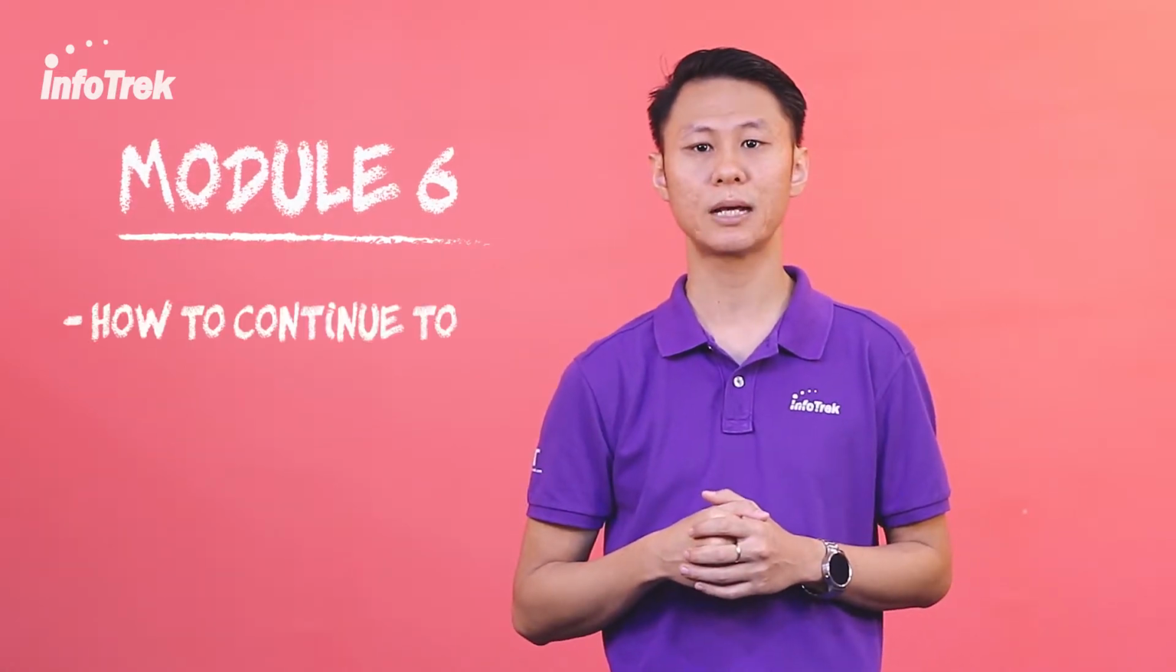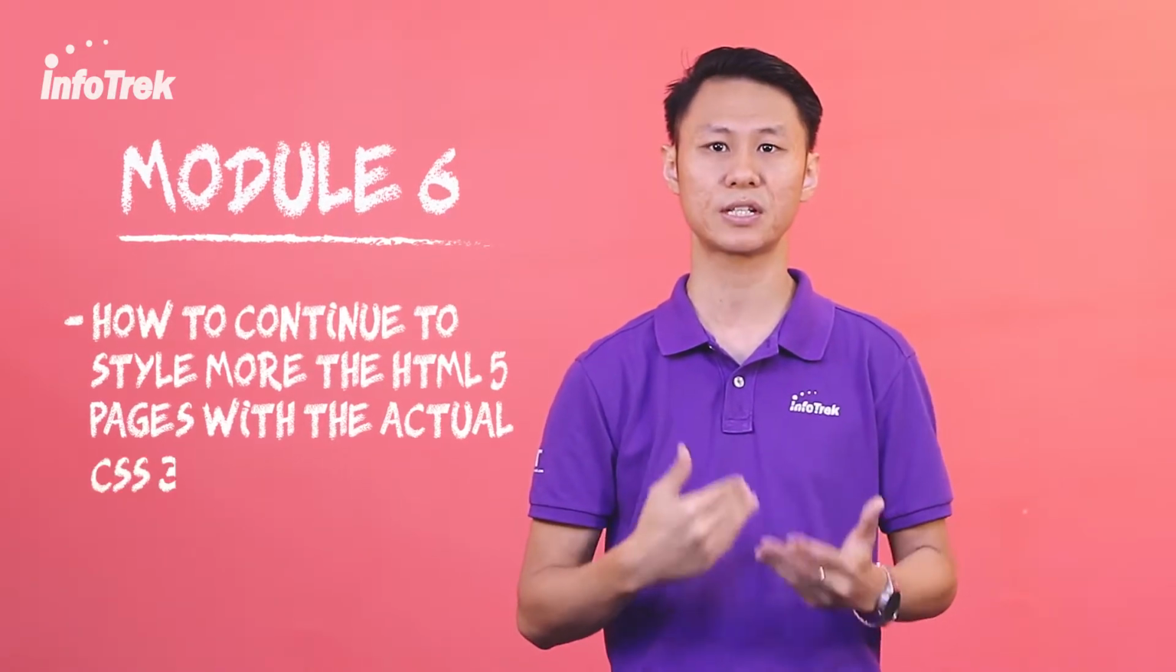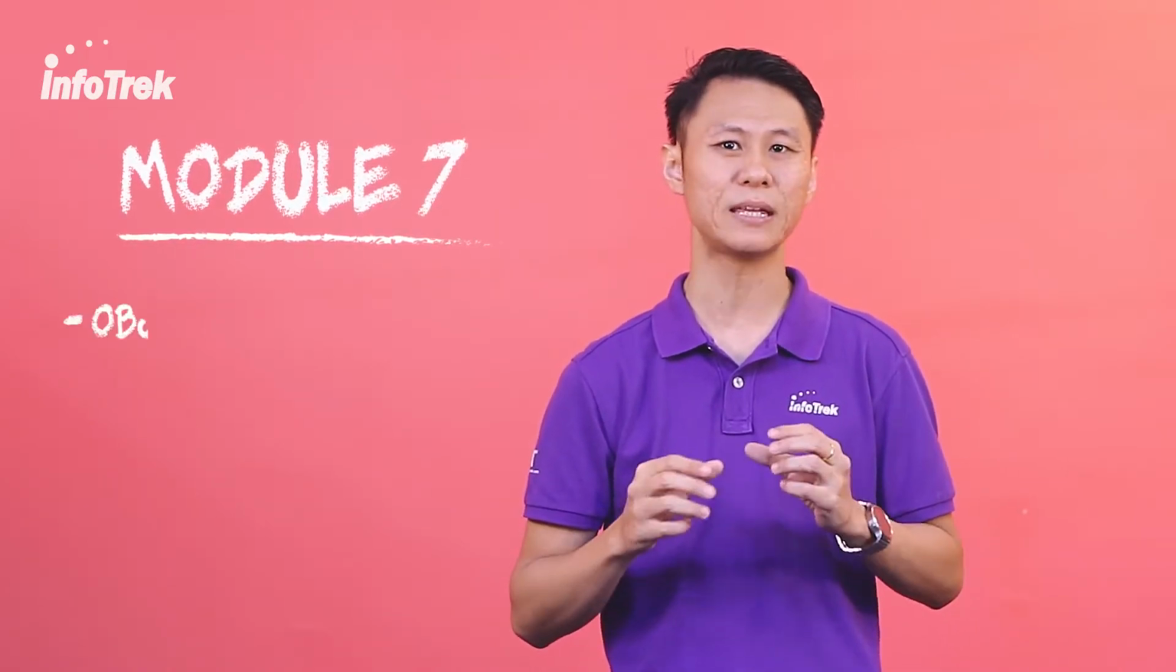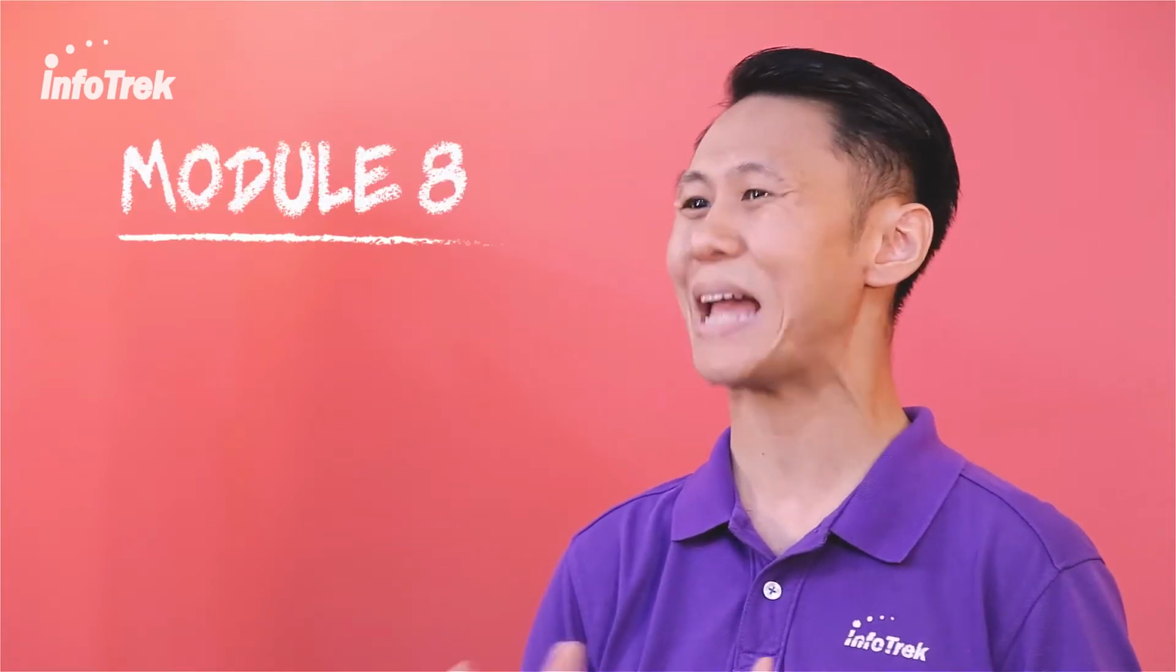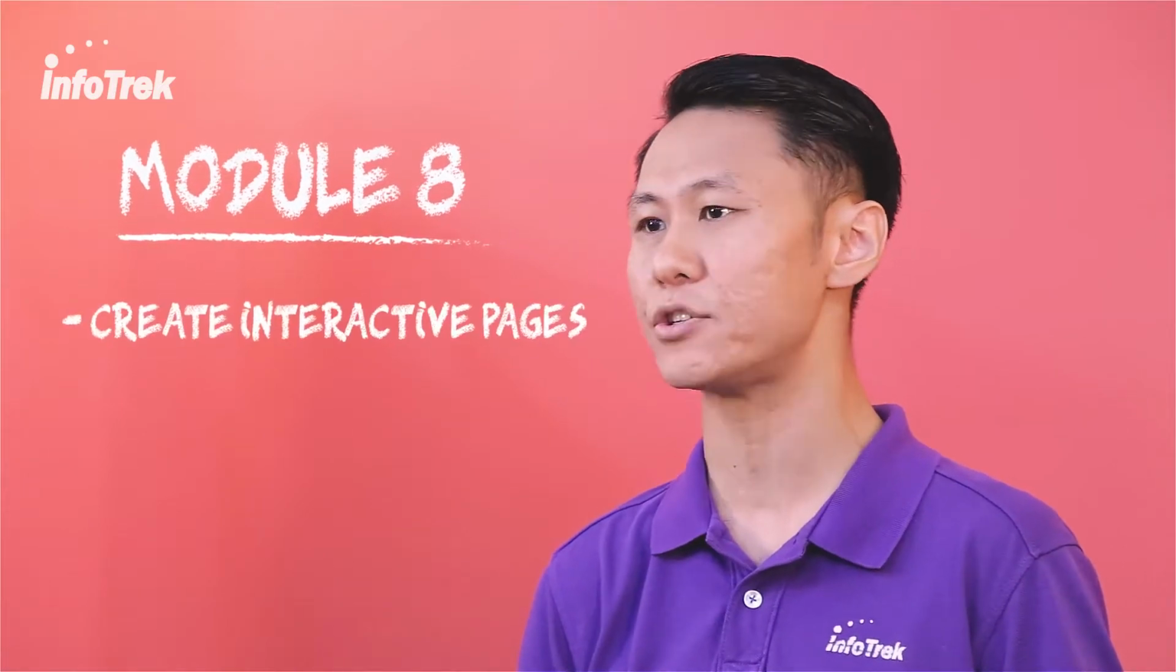Now in module 6, you'll learn how to continue to style more of your HTML5 pages with the actual CSS3 implementation. So module 6 is fully focused on CSS3 standards. Now module 7, proceeding to that, you'll learn a little bit of the object-oriented programming covered by JavaScript. So in module 7, you'll learn how to create objects and methods by using JavaScript. Continuing to that, in module 8 you'll learn how to create interactive pages by using HTML5 APIs.